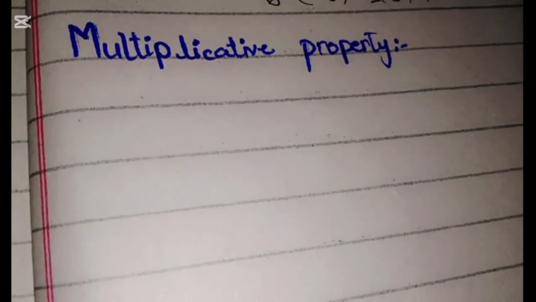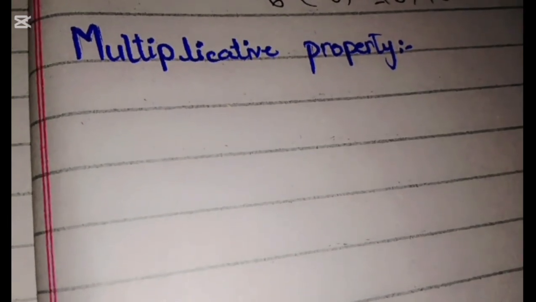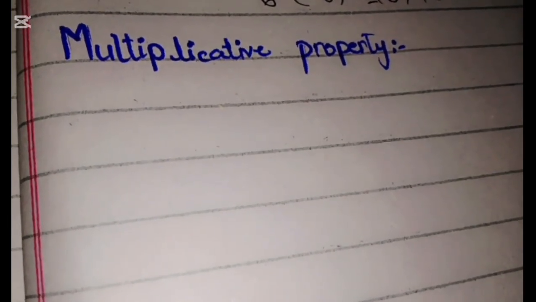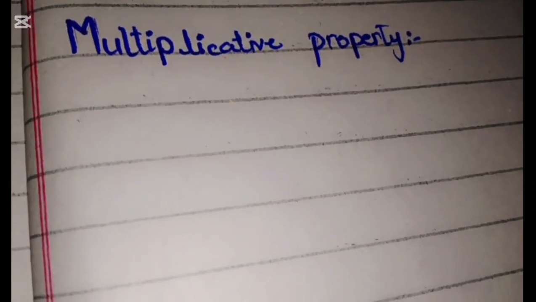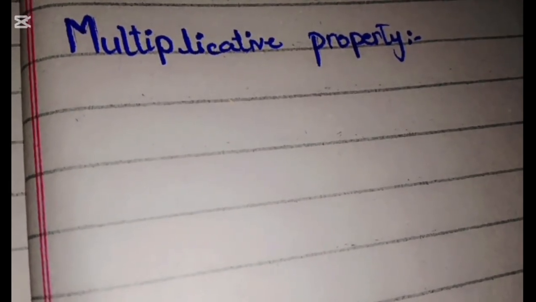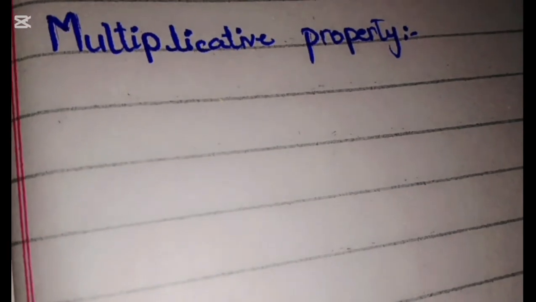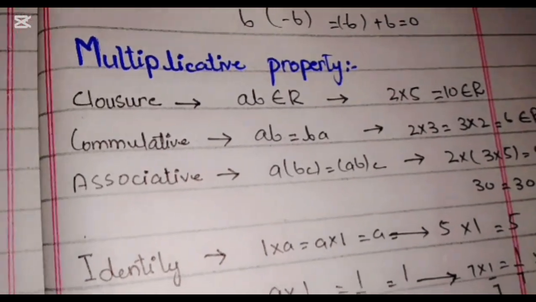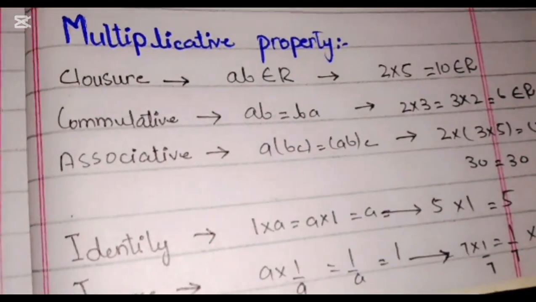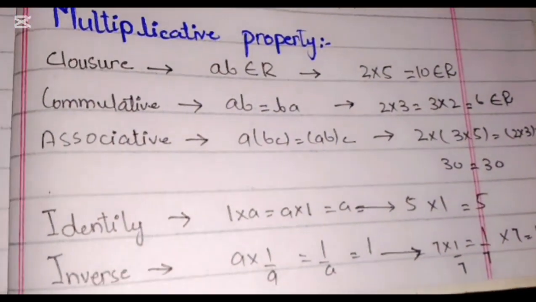In additive properties we use the add symbol and we add the real numbers. In multiplicative properties we use the multiplication symbol and multiply the numbers. So let's get started. What are the multiplicative properties? In additive property we add the numbers, but in multiplicative property we multiply the real numbers.